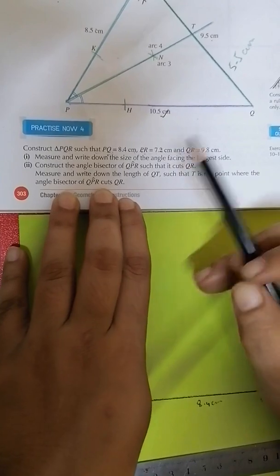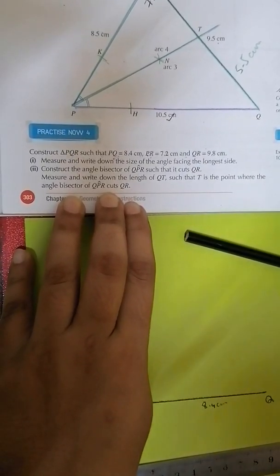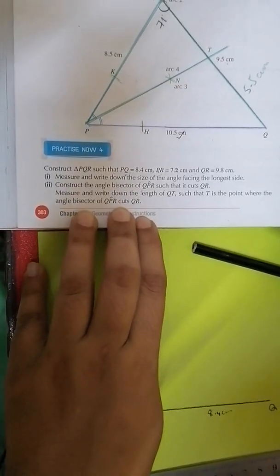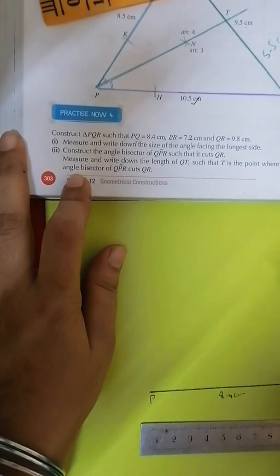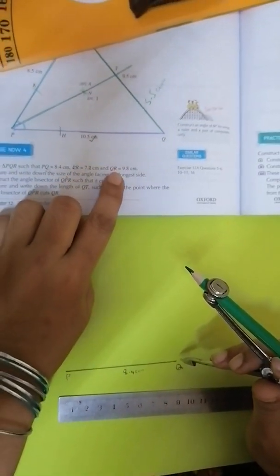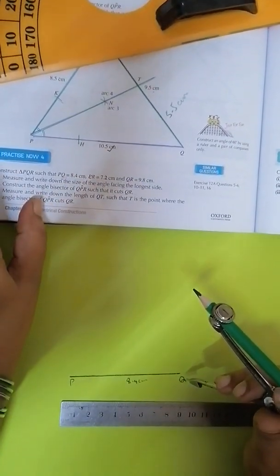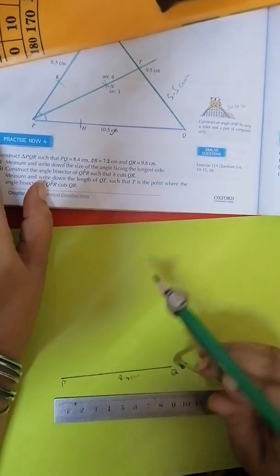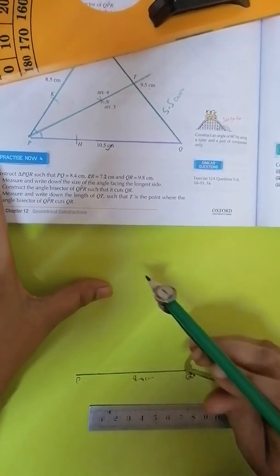For that I am going to take my compass and open my compass to a radius of 9.8 centimeter. With the center Q, I have to draw QR now. So with the center Q, I have to put an arc of 9.8 centimeter.